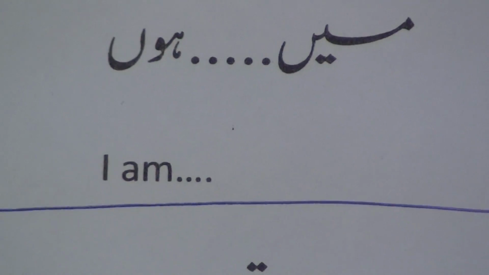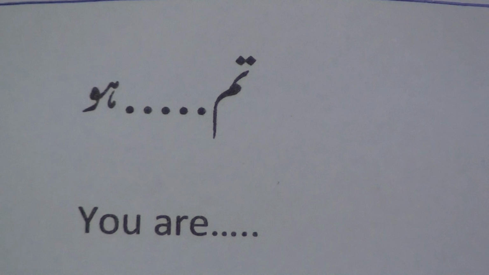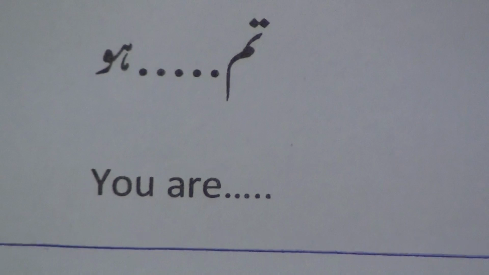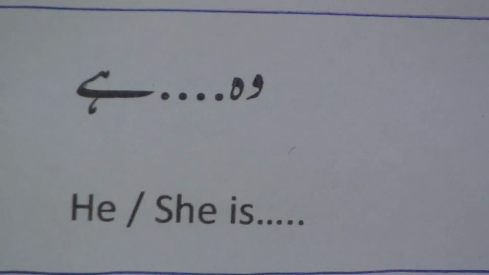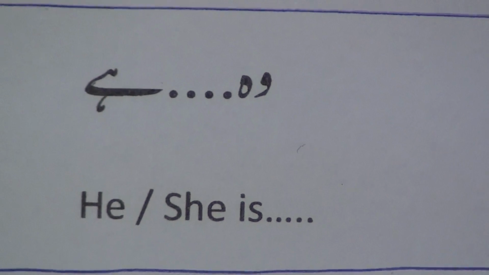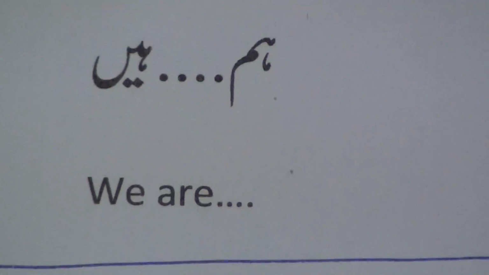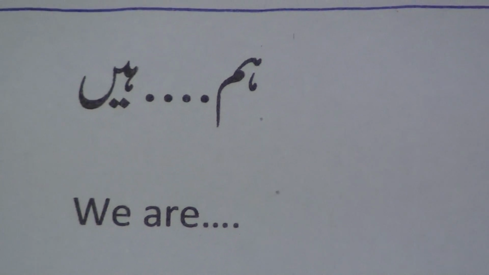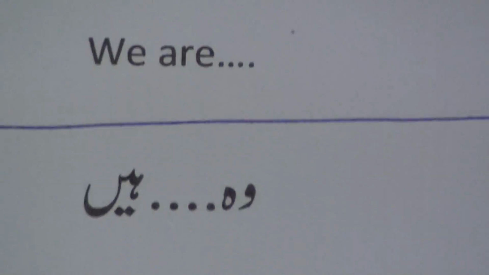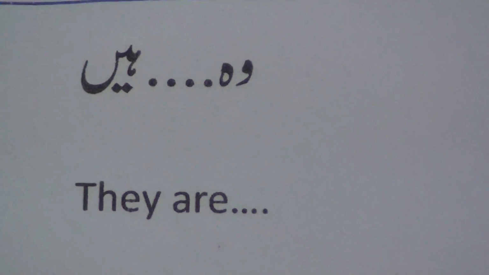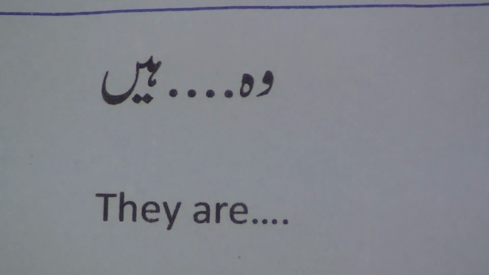Similarly, other forms of the verb. You are, तुम हो. He is or she is, वो है. We are, हम हैं. They are, वो हैं. And वो हैं may also be used for he is and she is.